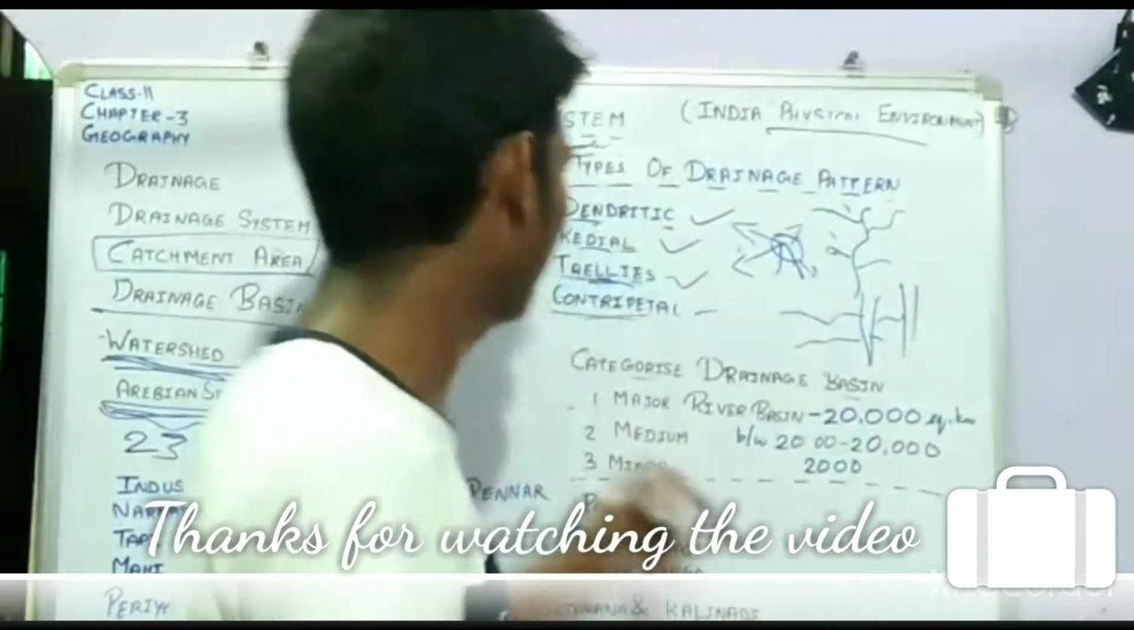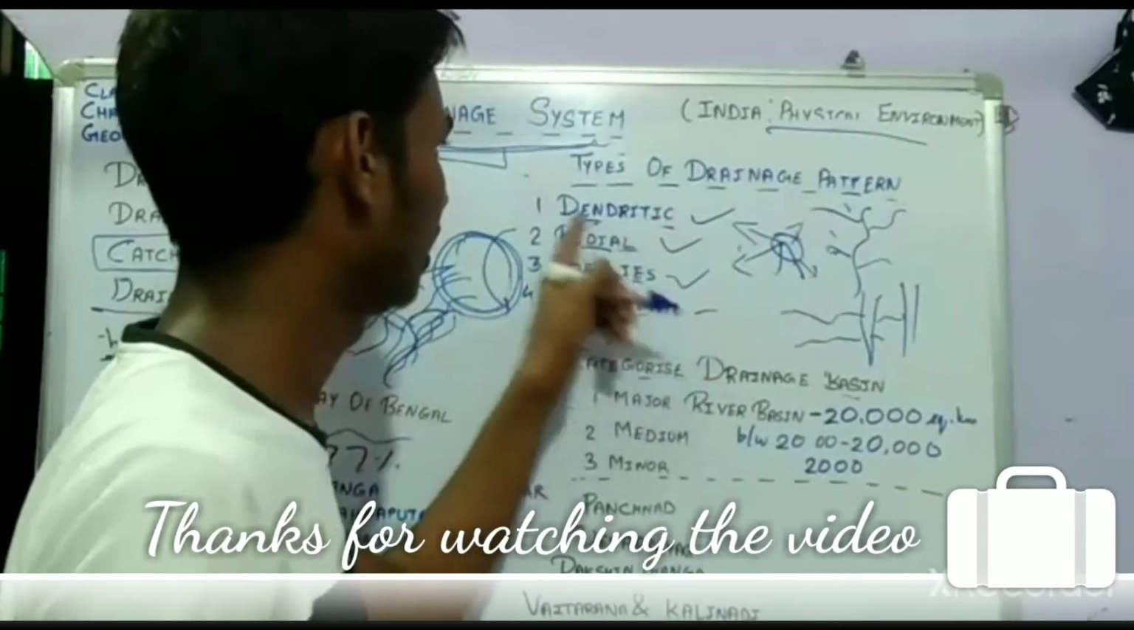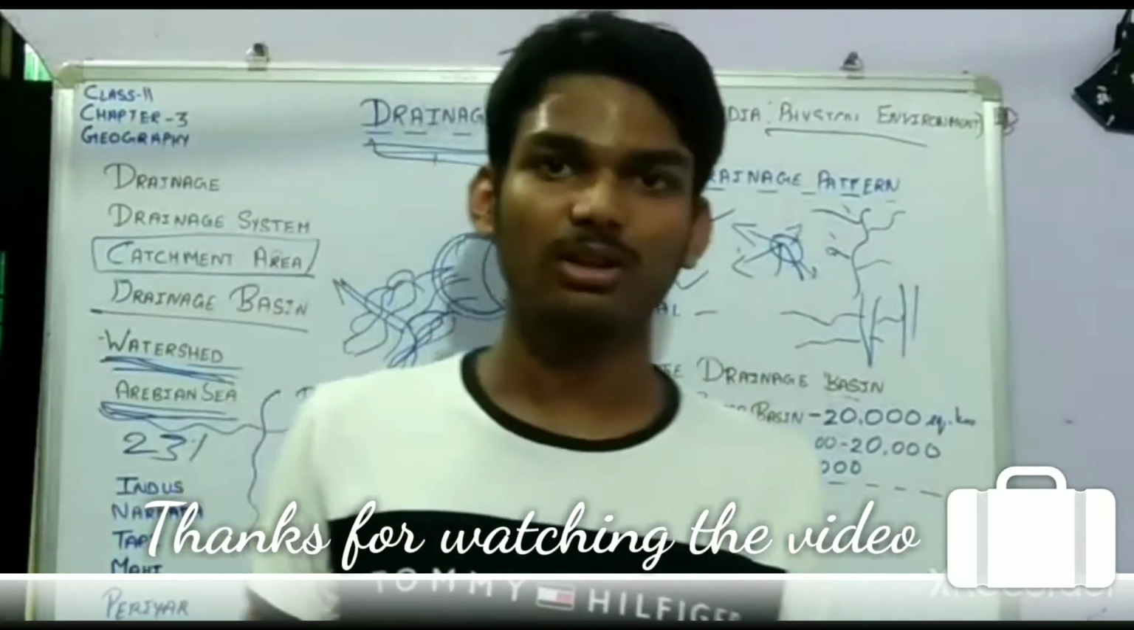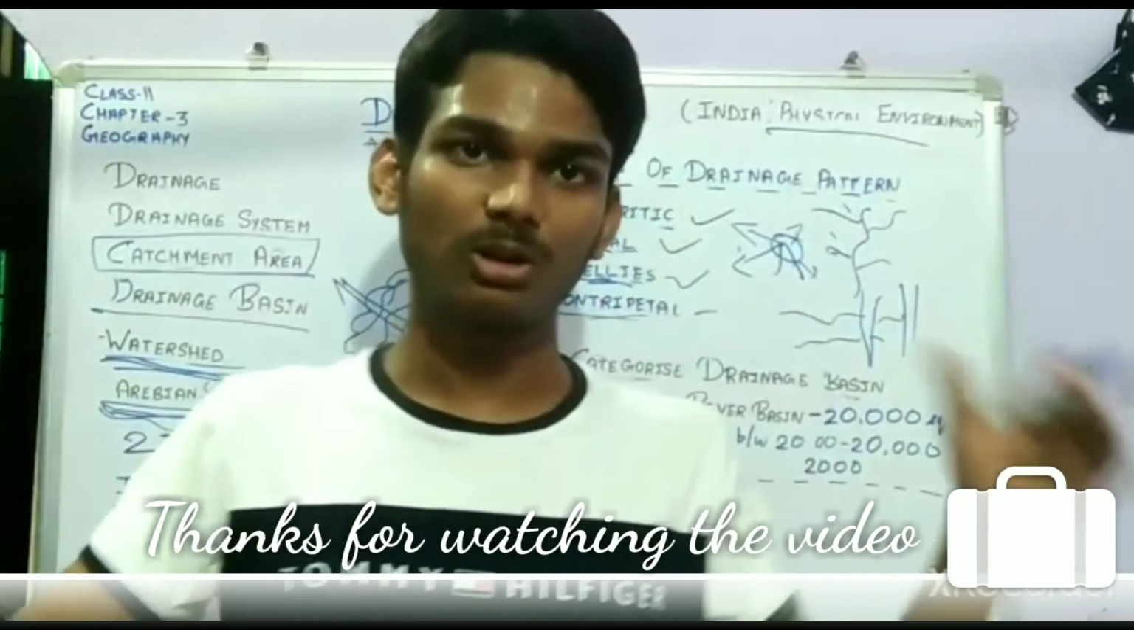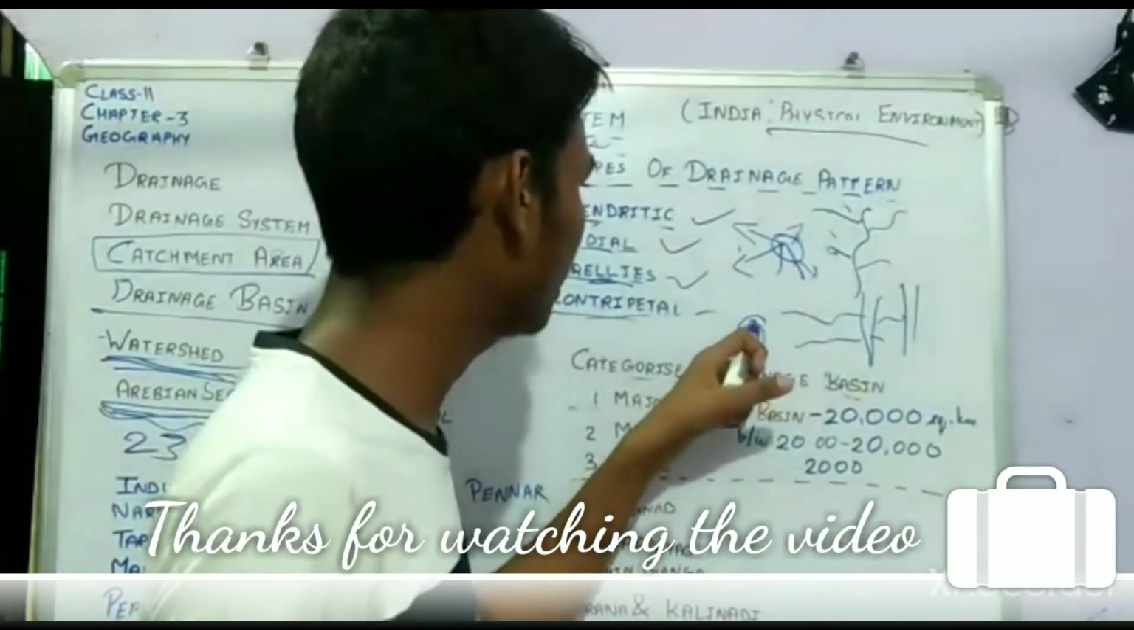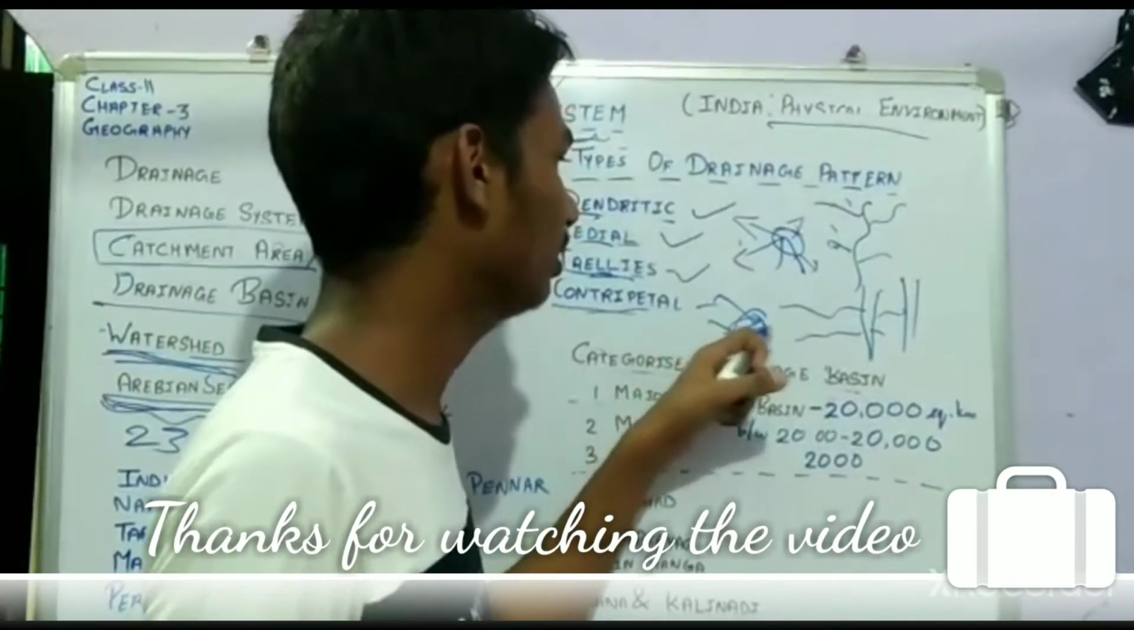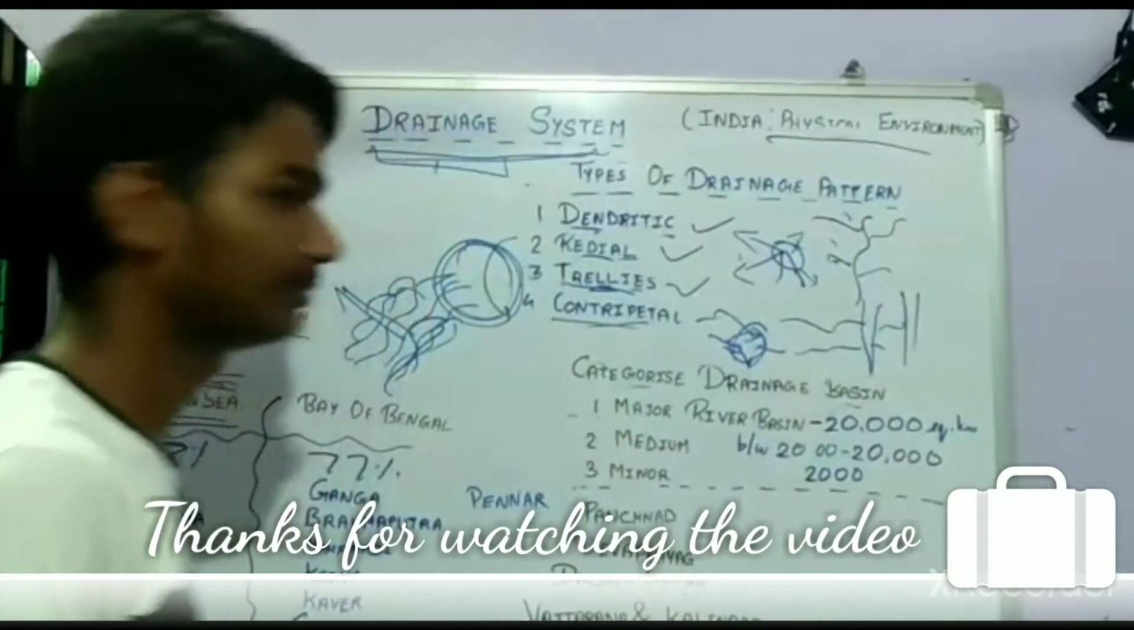Centripetal. It is opposite of radial. The rivers come from all directions and flow into a depression or a lake.